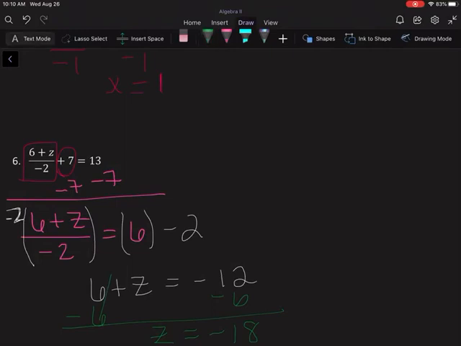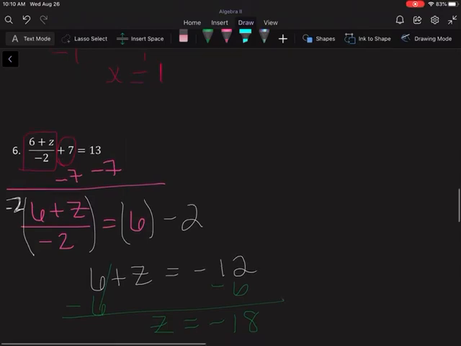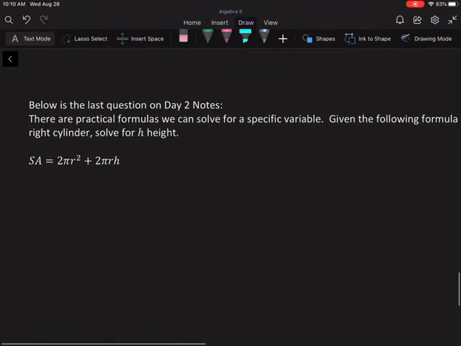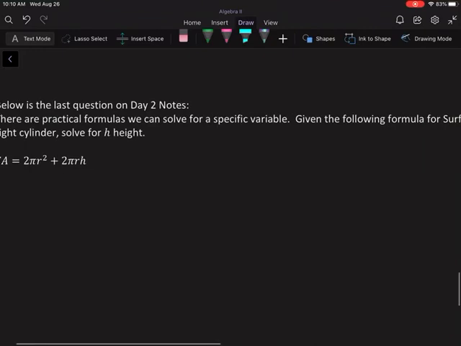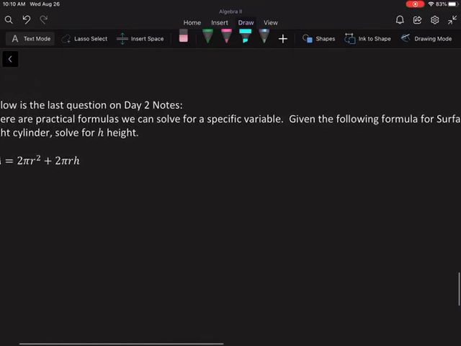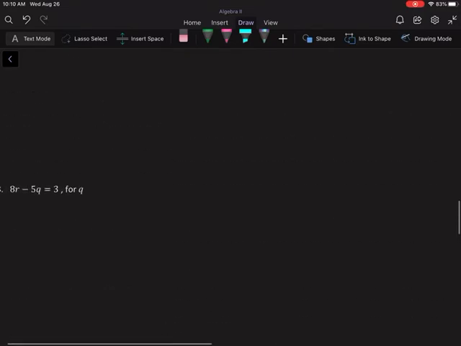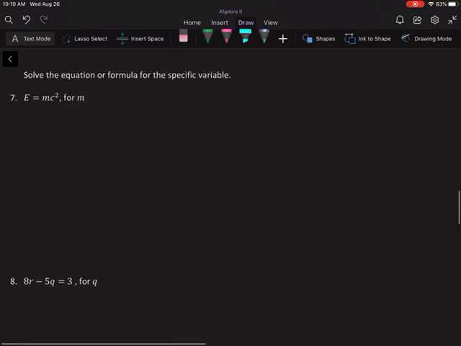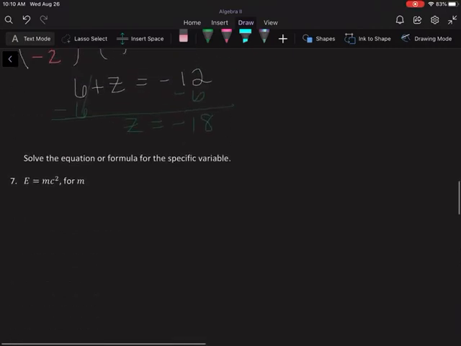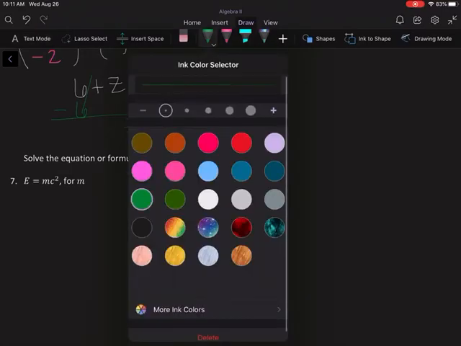Okay? So the next ones we're going to do, one of them is from the day 2 notes. Yeah, this one was from the day 2 notes, excuse me. But we're going to start with these first. Solve the equation or formula for the specific variable. So we need to solve this equation for m.